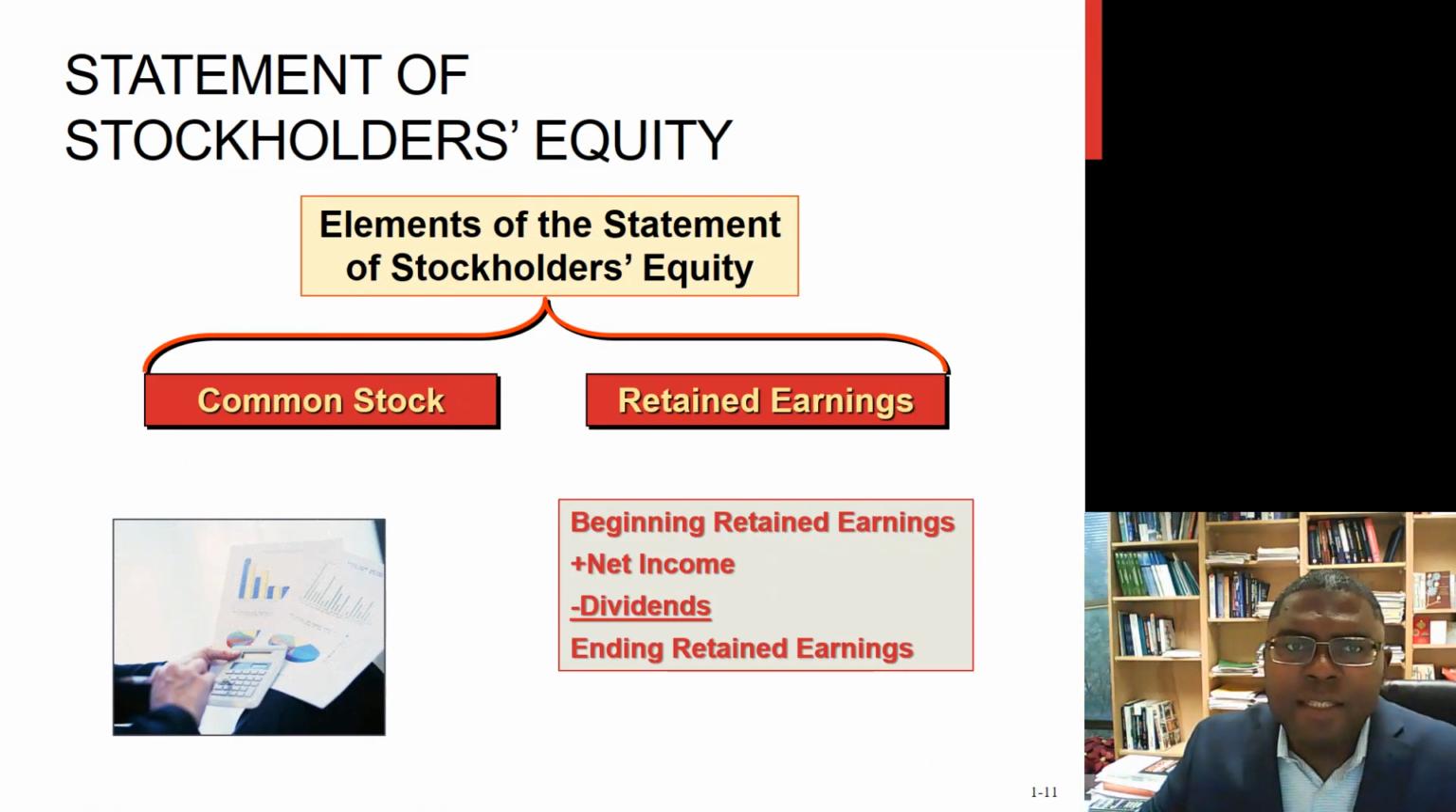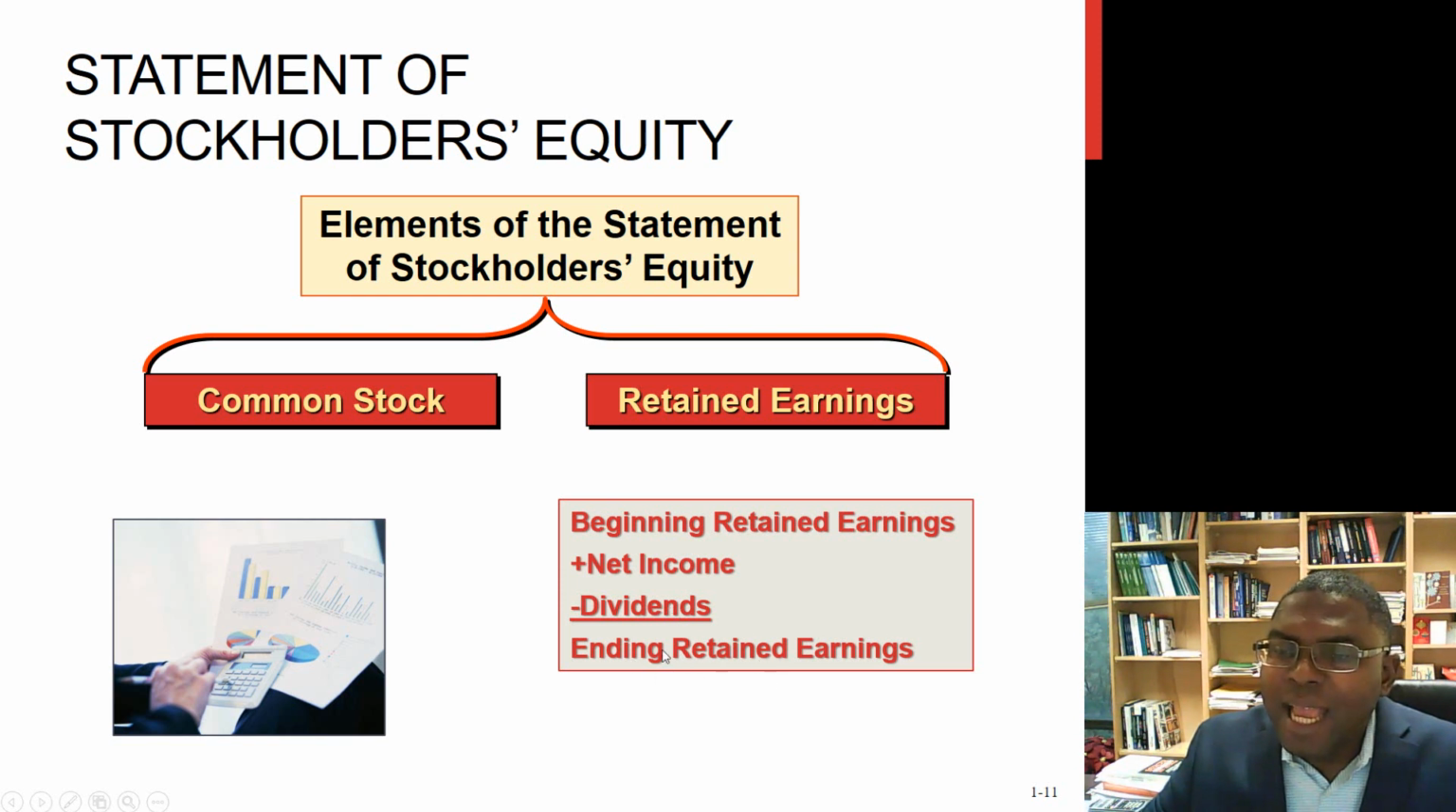We also have the statement of stockholders' equity. It has two major elements: common stock, which is the finance that has been invested by the owners, and retained earnings, which is the earnings that have been realized but are retained by the company, held back, and not distributed as dividends to shareholders. Retained earnings is affected by net income and dividends.